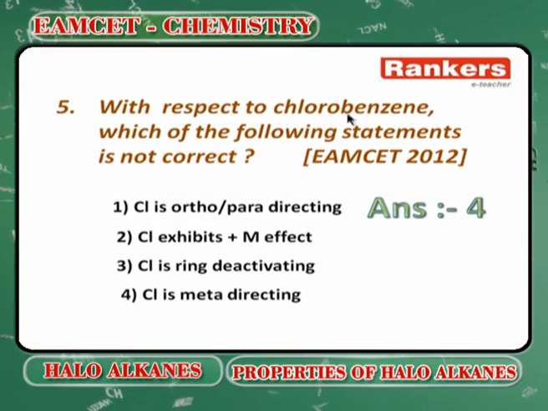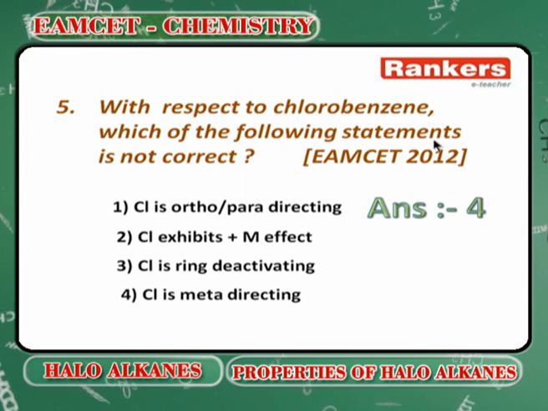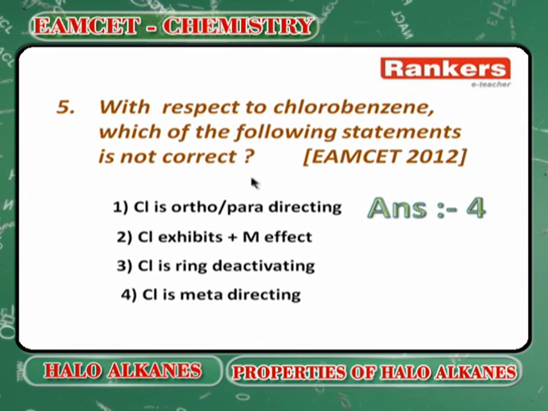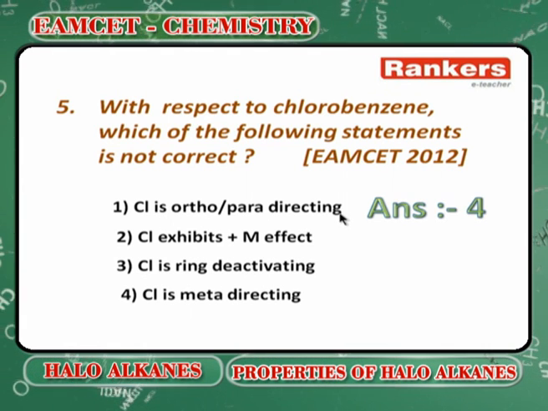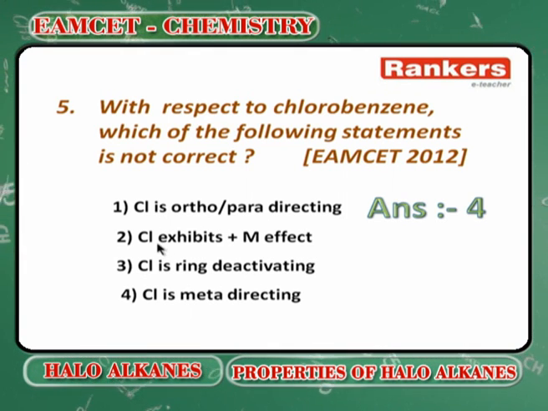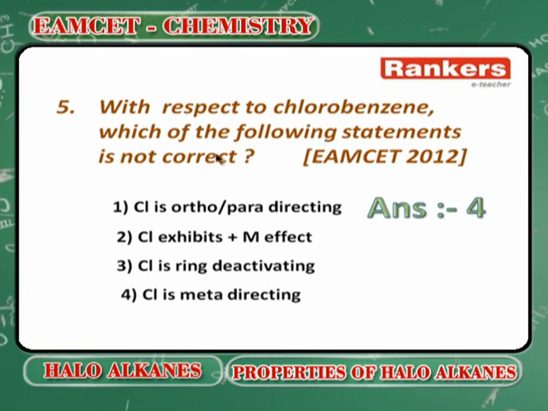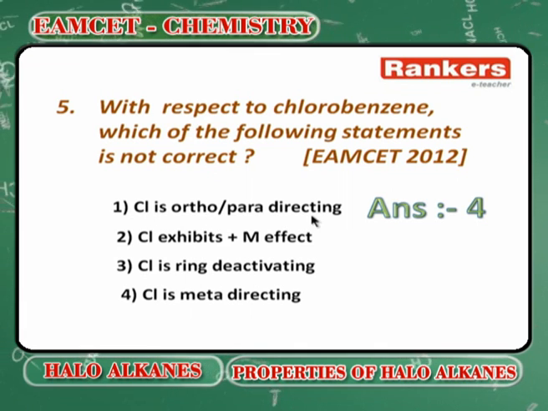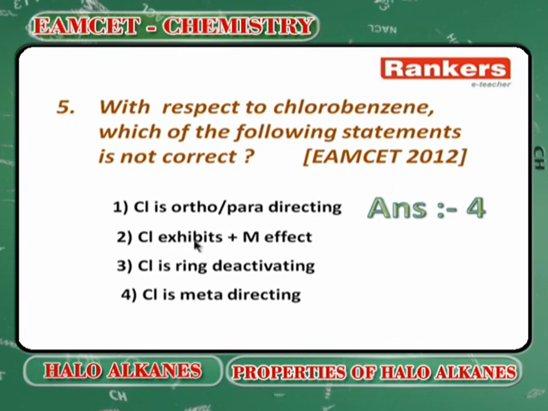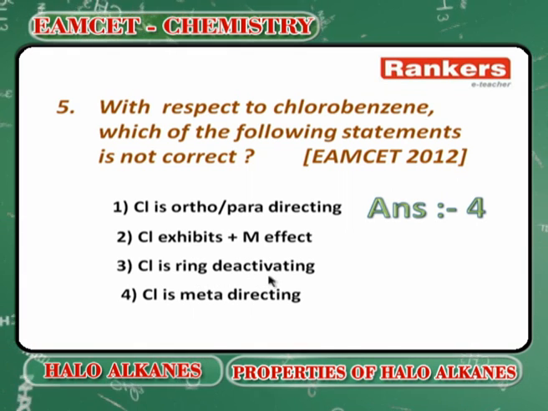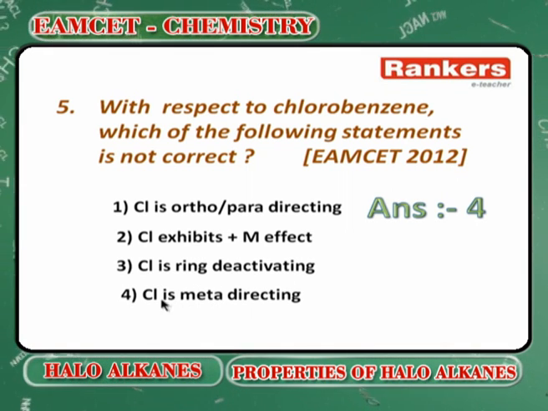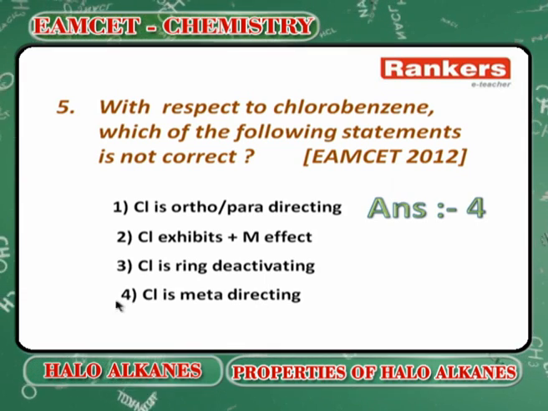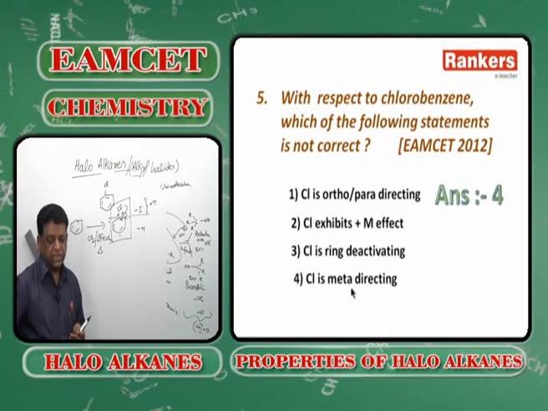With reference to chlorobenzene, which of the following statements is correct? Recently, this question was asked last year. So, chlorine is ortho para directing, it is right. What he wants is a wrong statement. Which of the following statements is not correct? So, chlorine is ortho para is the right statement. Chlorine exhibits the plus M effect, right. Chlorine is ring deactivating, right. Generally, plus M groups activate, but this has an exceptional property, ring deactivating. Chlorine is meta directing, that is a false statement. Next.